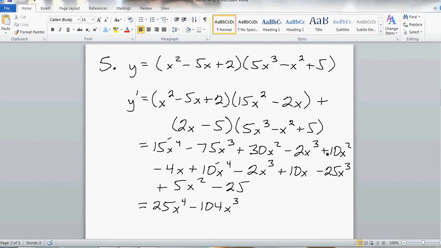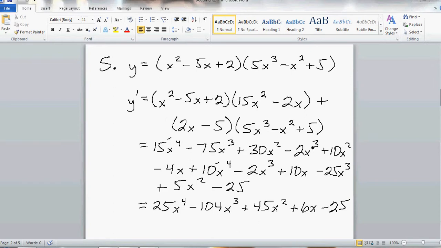Now I'm going to look for my x squareds. 30 plus 10 is 40. Plus 5 is 45. So 45x squared. Now I'm just going to look for my x's. Negative 4. Positive 10 makes a positive 6, and that looks like all there, so plus 6. And then my constants, I think I might only have one. That's that minus 25. And so in the overall scheme of things, we've got this mess.